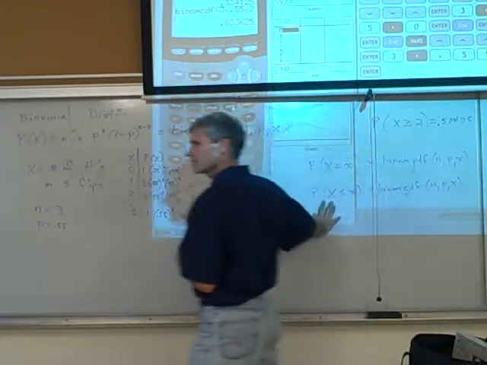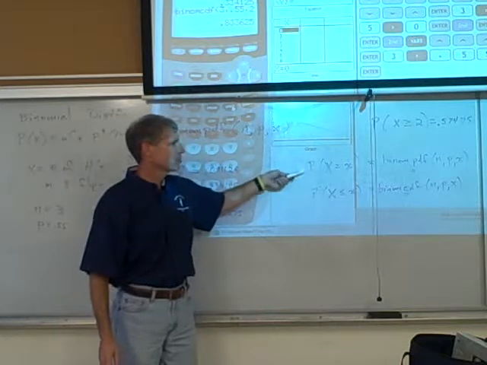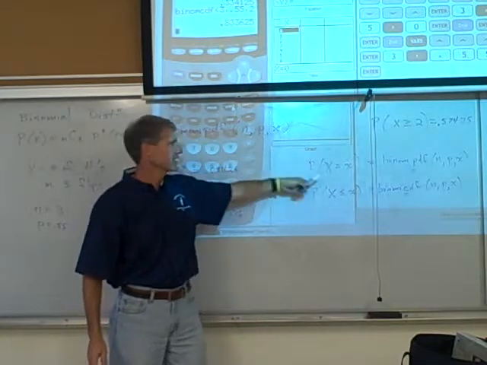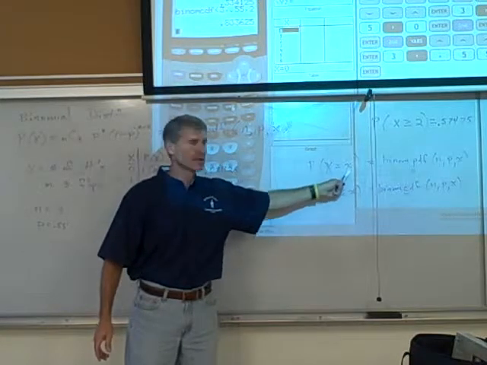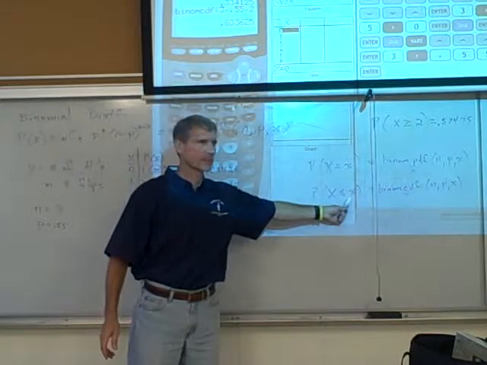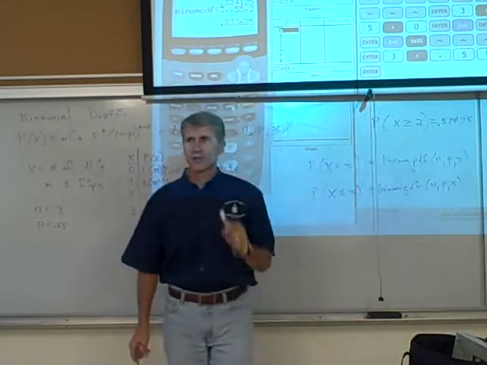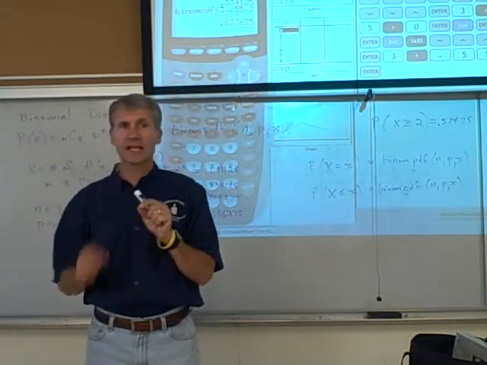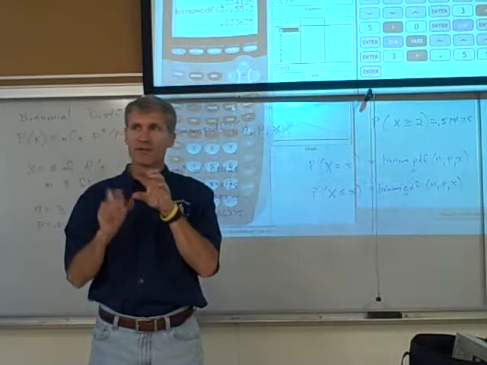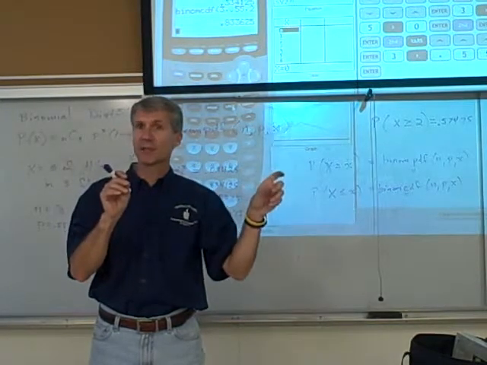Now, I can't do that straight with my calculator. My calculator only has these 2 binom functions in it. It has the binom PDF to calculate exactly equal to some number. It's got binom CDF to compute less than or equal to some number. It doesn't have one to compute greater than or equal to some number. But here's where you can take advantage of that complementary events rule. Remember, the probability of A is equal to 1 minus the probability of A complement.